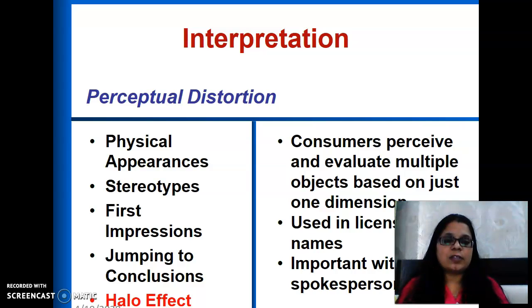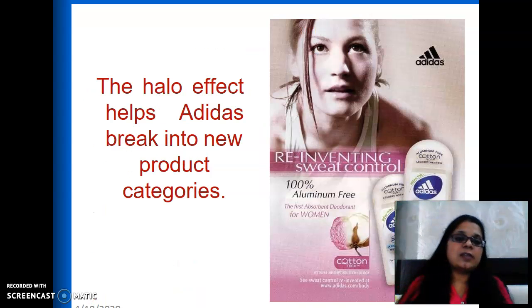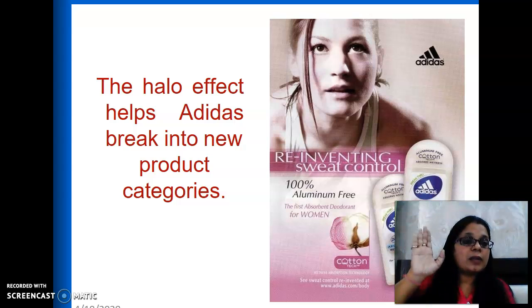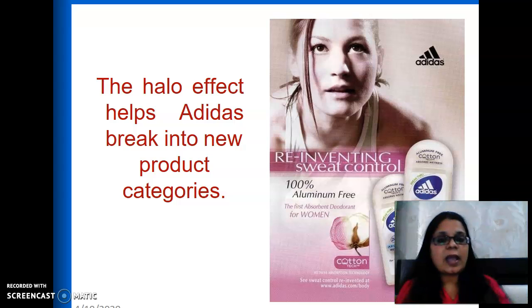Fourth is talking about the halo effect. I think you all must have studied it in organization behavior. The halo effect is where consumers perceive and evaluate multiple objects based on one dimension, only one dimension, which they liked. It is used in licensing of names, even in spokesperson choice. You just see this example of the halo effect: Adidas, which has a strong equity as a well-known athlete brand, provides t-shirts, apparel, as well as footwear, very specifically targeting a specific set of consumers, because they know that people have strong brand equity and identity regarding Adidas. So this helps them take care of the halo effect.